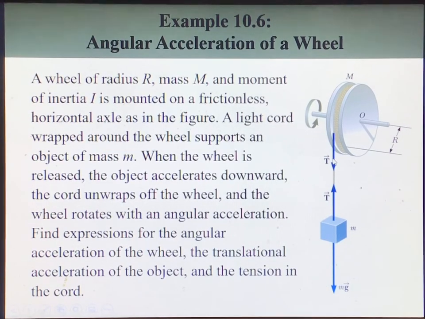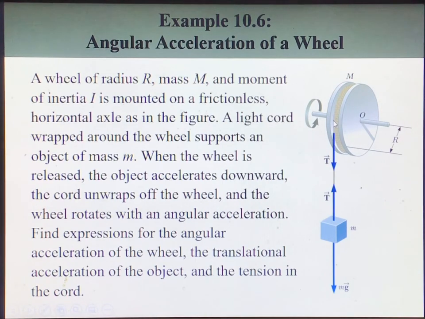All right. So now we're going to look at example number 10.6, where we're going to calculate the angular acceleration of a wheel. In this problem, you have a wheel with mass M and radius R, connected to a hanging mass with mass lowercase m. The very first thing you want to do is identify all the forces acting on the system.